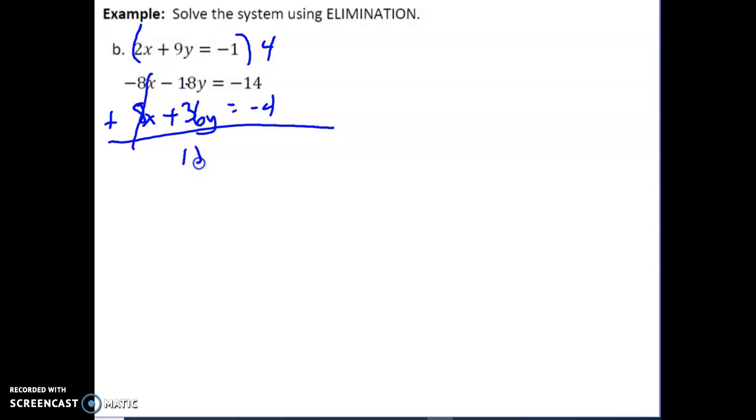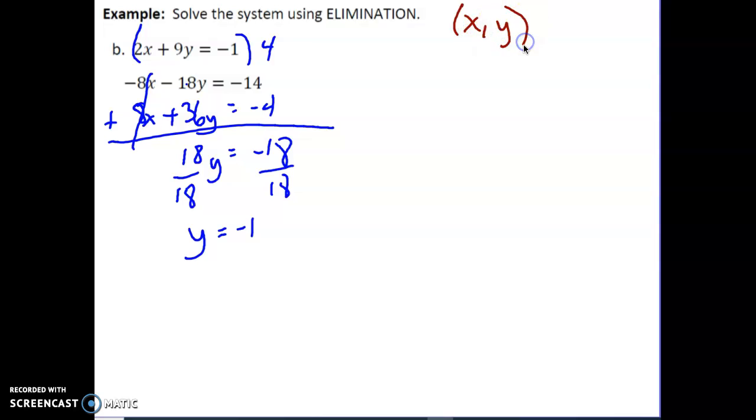Negative 18y and 36y makes 18y. And negative 4 and negative 14 make negative 18. All right, I'll divide by 18 to get y by itself. And I get y equals negative 1. So at this point, have we completed the problem? No, because remember what we're finding is a point of intersection, and I don't have that point unless I have both the x-coordinate and the y-coordinate.